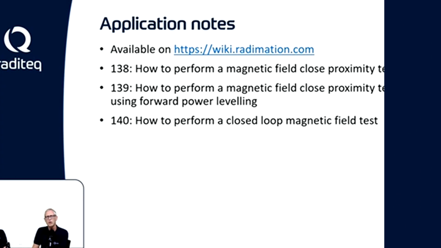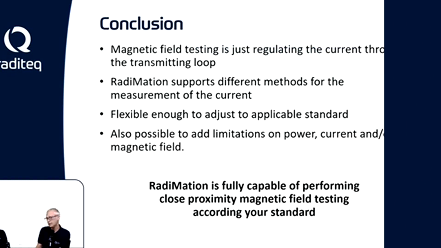There is an additional application note available, which is 130, which describes how to perform a closed loop magnetic field test, because it's also possible to do a closed loop regulation of the magnetic field. And then no calibration is needed because it's primarily based on the current flowing through the loop antenna itself. So it can be a calibration-less test. And that's how simple it is to do a magnetic field close proximity loop test in RadiMation.